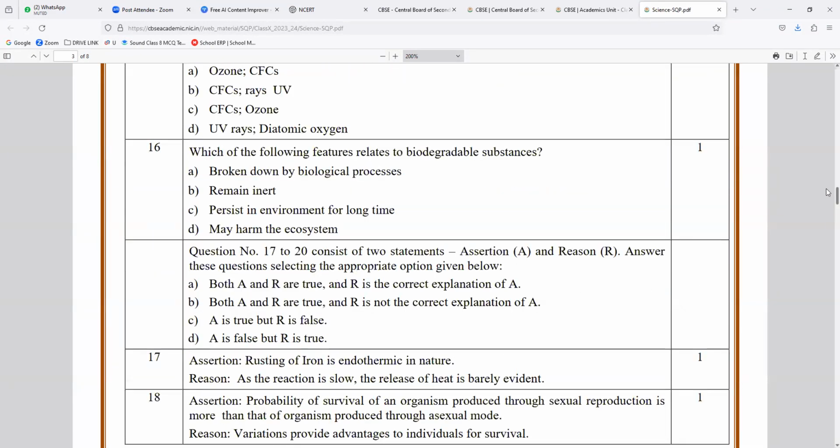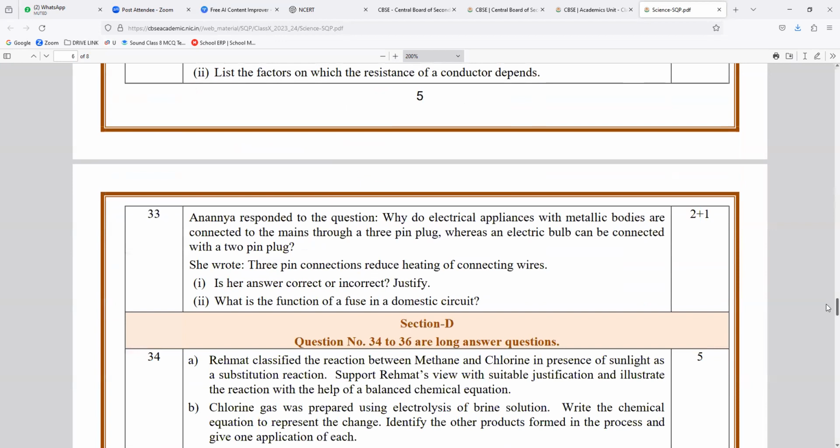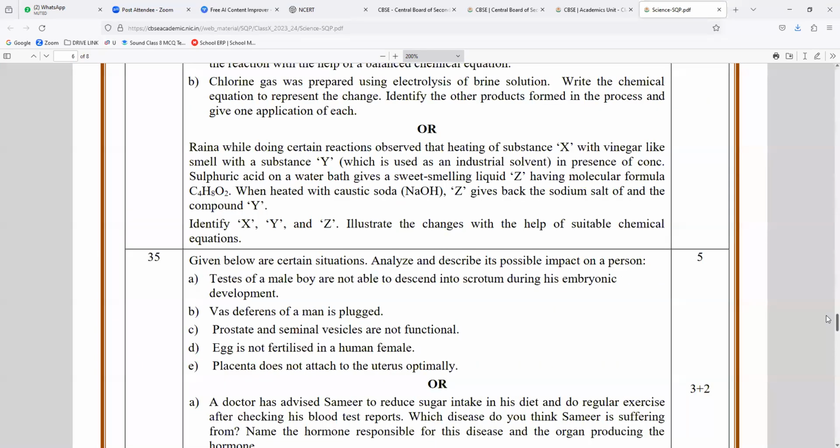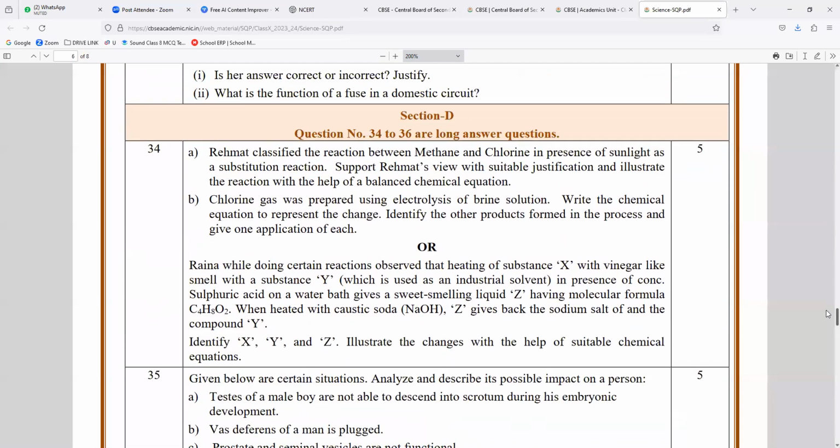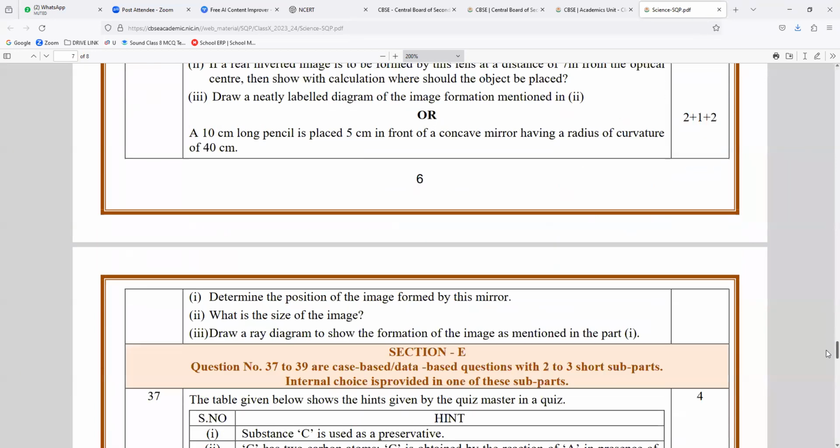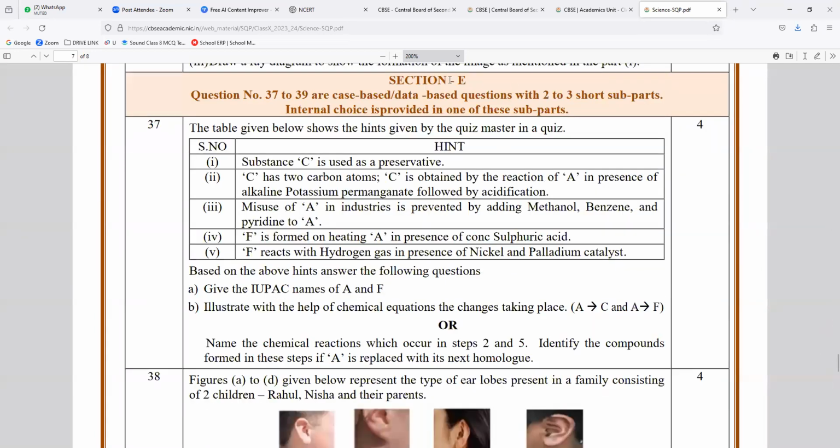Okay. So the question I told you yesterday is, you all can see that. So that is the question. Actually, it is very important. The question number 37, I think. So here the question is, you can see all of you. This is the question we need. Name the chemical reactions. Sorry, here, yeah. From here to here, identify the compounds formed in this step A and replace it with its next homologous.